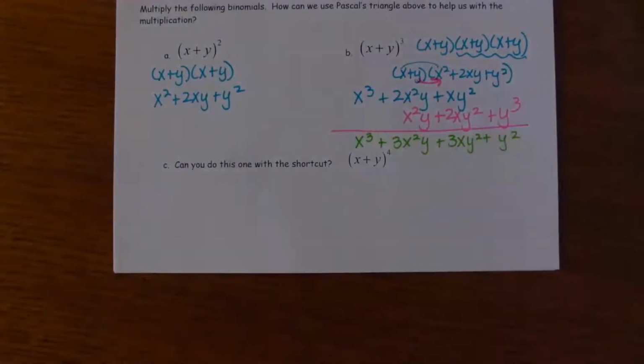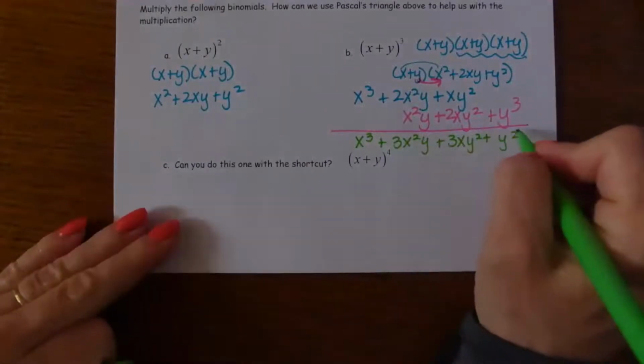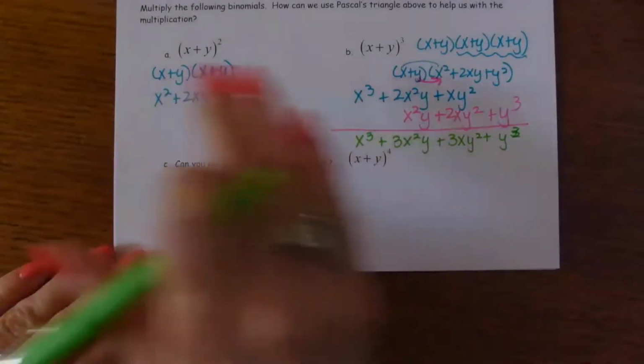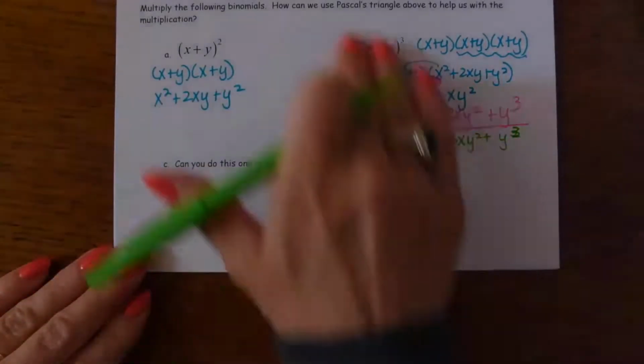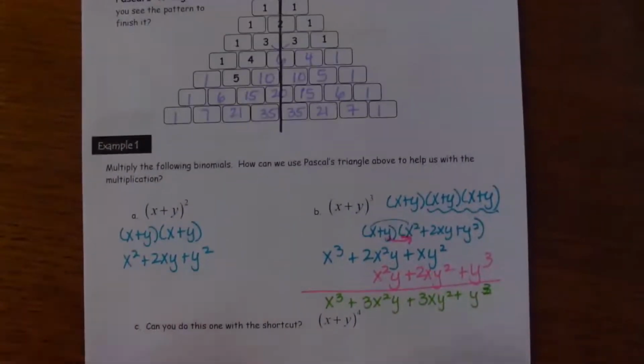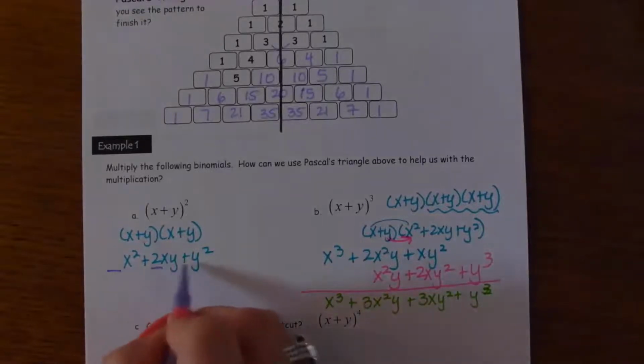Now is the time to think. What? Oh, y cubed. Sorry. Y cubed. Now is the time to think. I want you to look at this guy, and I want you to look at this guy, and I want you to go back up to the pyramid, to Pascal's triangle, and tell me what you notice. What do you notice? I want you to look at the numbers.